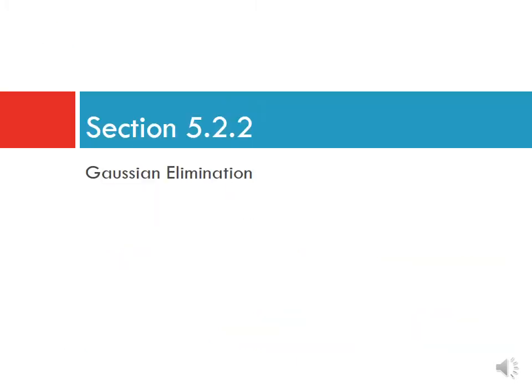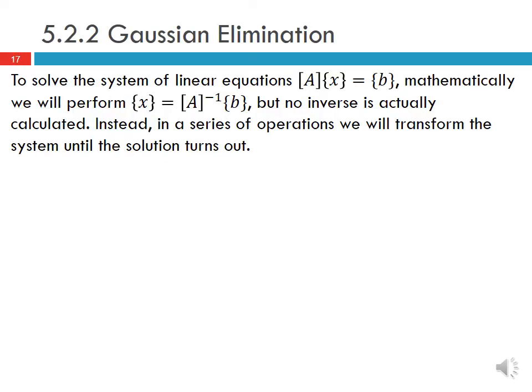So next we want to consider Gaussian elimination. To solve a system of linear equations of the form Ax equals b, what we're doing mathematically is setting that x is equal to A inverse b. But in our numerical methods, no inverse is actually calculated. Instead, in a series of operations, we will transform the system until the solution just turns out.